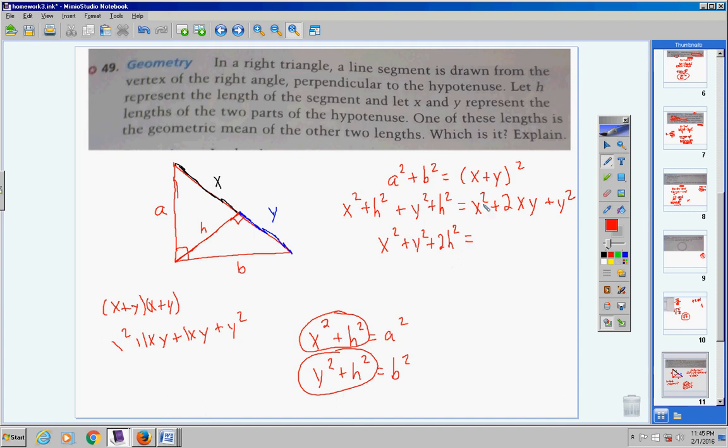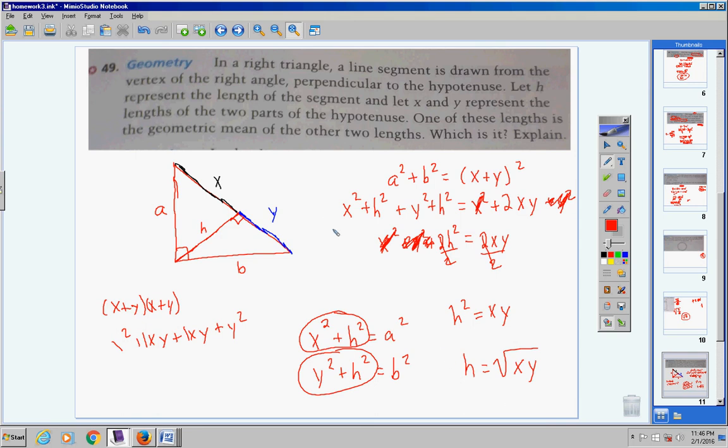Now, look at this. See this x squared? Bring it over to the other side and make it negative. It cancels with this. See this y squared? Bring it over to the left side, make it a negative y squared, and it cancels with this. So now you're left with 2h squared equals 2xy, correct? Now, divide both sides by 2. And you're left with what? H squared equals xy. Now take the square root of both sides. The square root of h squared is h, and the square root of xy is the square root of xy.